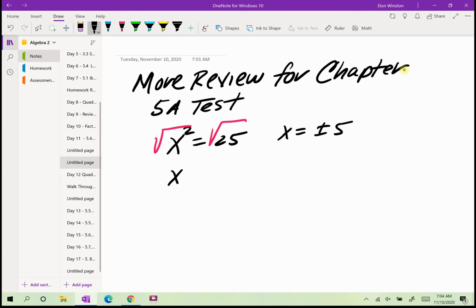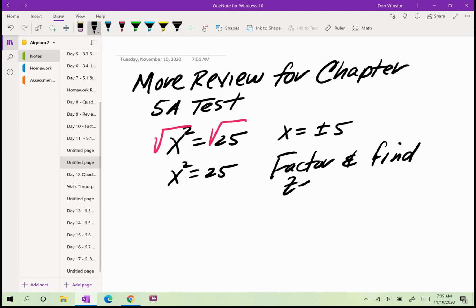So again, I will begin with x squared is equal to 25. And if it asks you to factor, remember to factor and find the zeros. In order to do that, we have to make one side of the equation equal to 0. So I would subtract 25: x squared minus 25 equals 0.